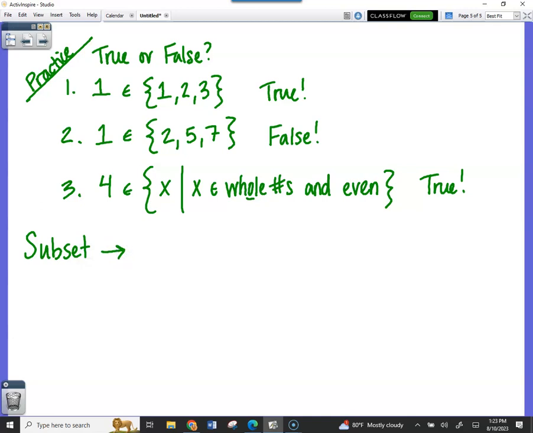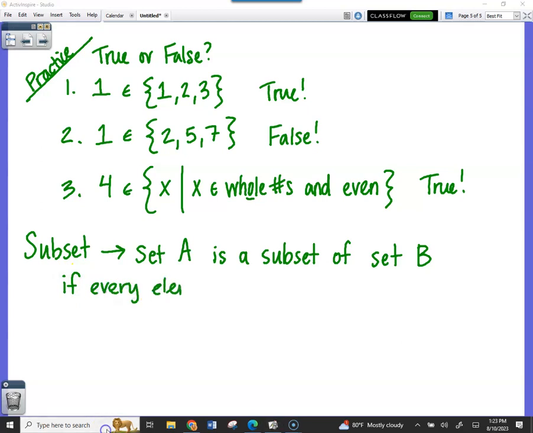If you have a subset, the strict math definition would mean set A is a subset of set B if every element of A is an element of B.